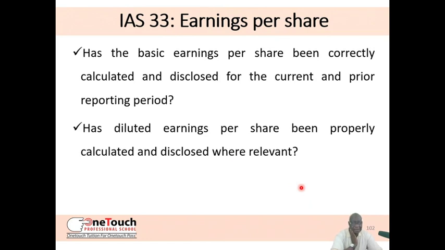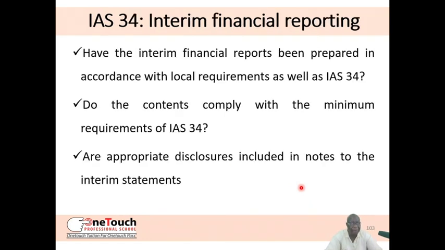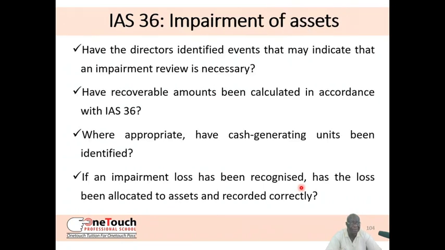Earnings per share. Diluted share. Impairment of assets. Have the directors identified events that may indicate that an impairment review is necessary? If yes, then the evidence should be there. If no, then you have to go further. Has the recoverable amount been calculated in accordance with International Accounting Standard 36?